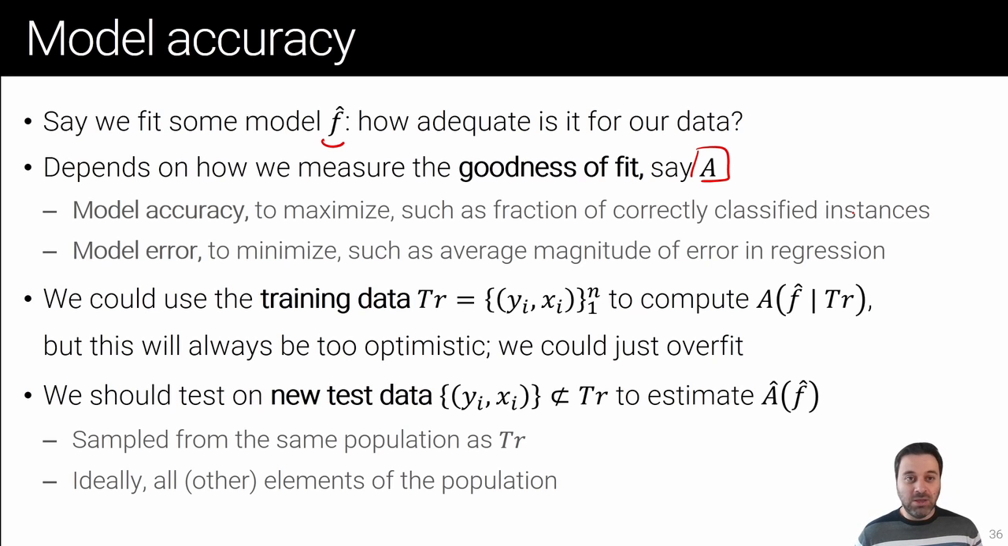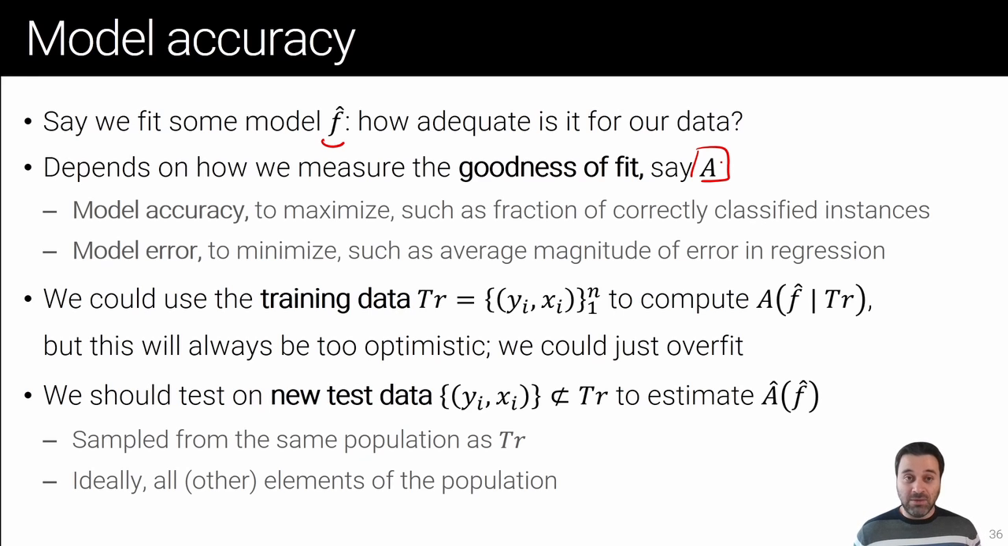And sometimes we talk about the error of the model, in a negative way. So we want to minimize the error. For example, the average magnitude of the error in regression. So in general, let's talk about model accuracy to refer to one thing or another. It's just a way of measuring how good the model is. So, okay, we have a certain way of measuring that. Again, let's call it A. How do we do it?